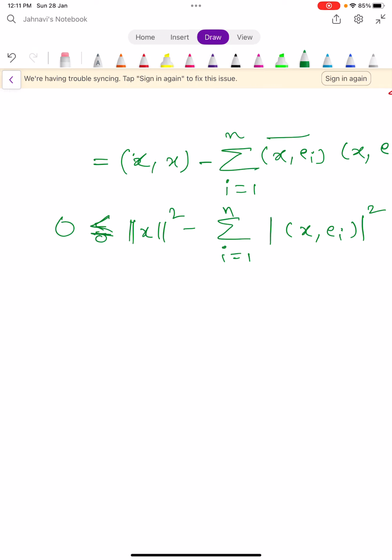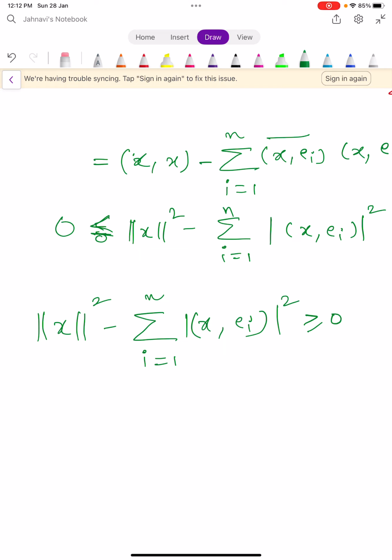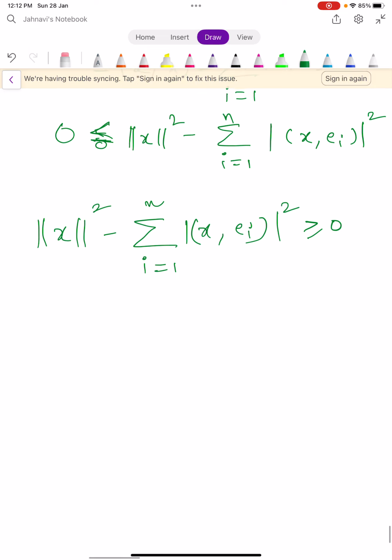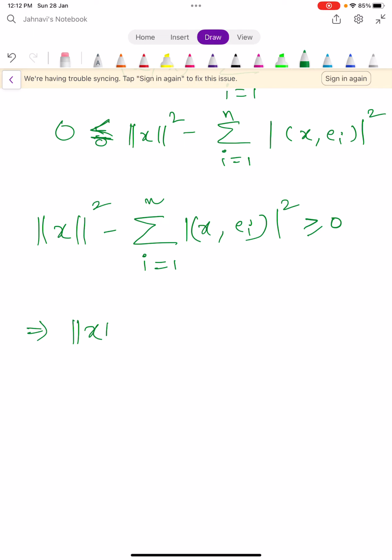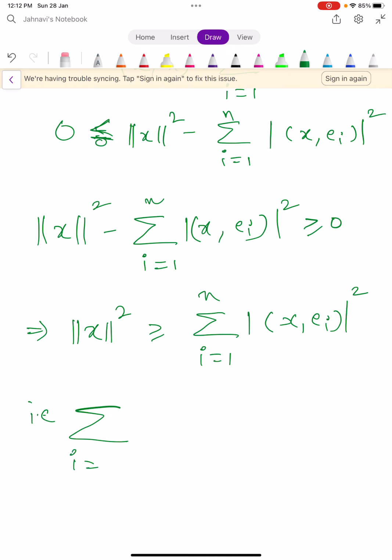What it means? Norm x square minus summation over i equals 1 to n mod inner product of x comma e_i whole square is greater than or equal to 0. If it is greater than or equal to 0, what you get? Norm x square greater than or equal to summation over i equals 1 to n mod inner product of x comma e_i whole square. So you can rewrite the same term as summation over i equals 1 to n mod inner product of x comma e_i whole square is less than or equal to norm x square. This completes the proof of our theorem.